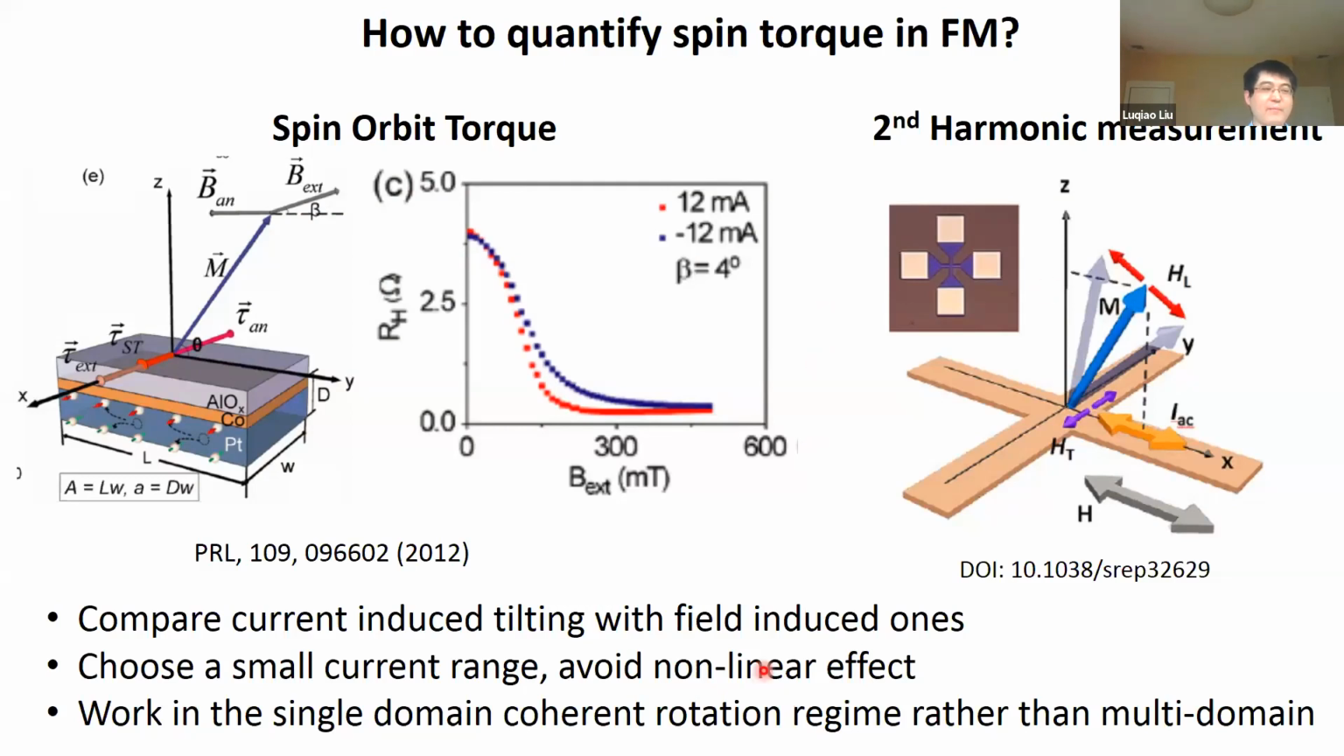Another thing is, it's probably better to work in the single domain coherent rotation regime instead of the multi-domain regime in order to quantify the current-induced effect. The reason is, if it's a multi-domain regime, then you have to consider the detailed mechanism for domain motion or domain nucleation, and that makes things quite complicated. But in a single domain, or field-induced single domain case, you can at least get things analyzed very easily.